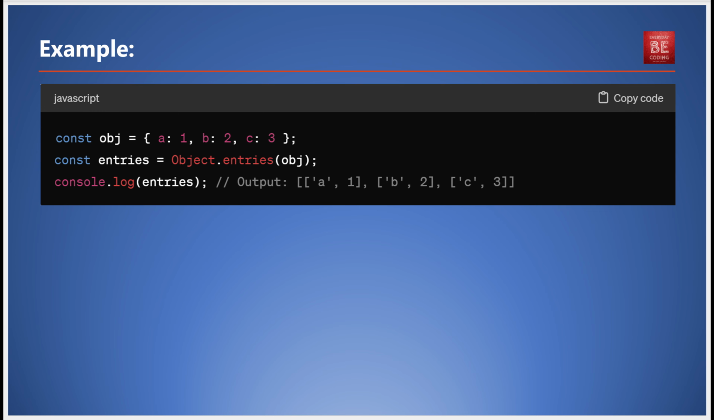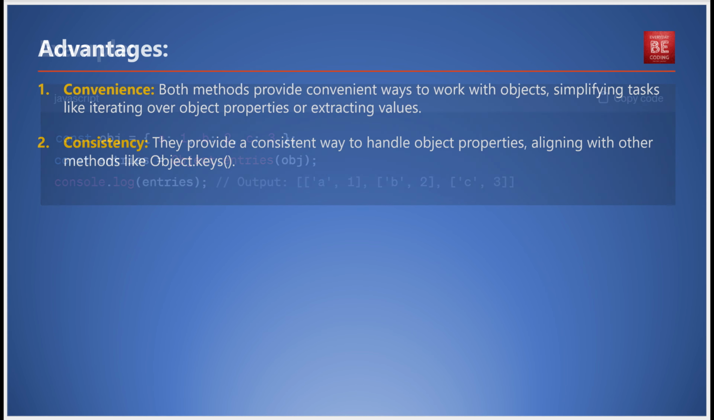This can be extremely useful for tasks like iterating over object properties or converting object properties into arrays for further processing or manipulation. But what makes these methods so transformative for JavaScript developers? The primary advantage lies in the convenience they offer. They simplify tasks that were once complicated, such as extracting values or iterating over object properties. Moreover, they provide a consistent way to handle object properties, aligning with other methods like Object.keys. This consistency is a key aspect of making the language more intuitive and easier to use.